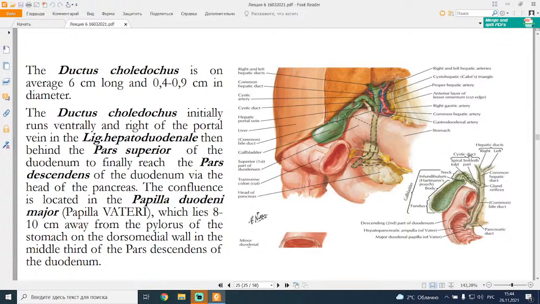The confluence is located in the papilla duodeni major, which lies 8 to 10 centimeters away from the pylorus of the stomach. What do you see? The pylorus of the stomach. It lies on the dorsomedial wall in the middle third of the pars descendens of the duodenum.